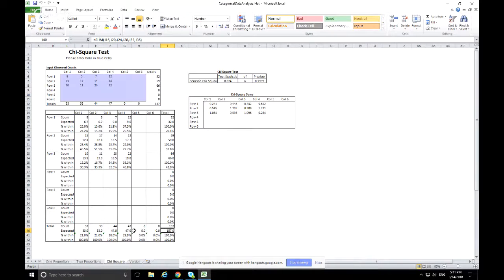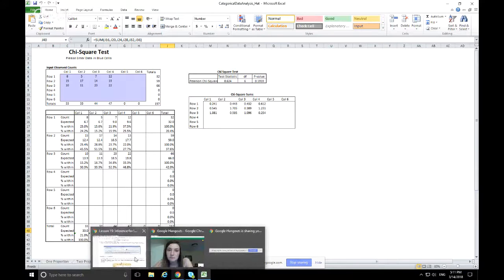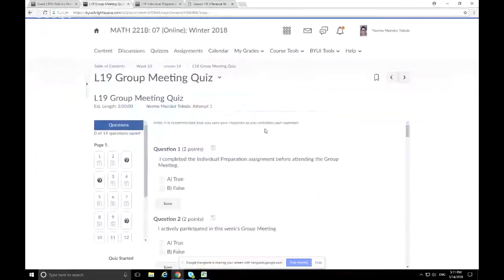Okay. Okay, that makes sense. We check that 0 cells have expected counts less than 5. So if all of them are above 5, then the requirements are satisfied. Okay. All right. Are we ready? Yes. Okay.